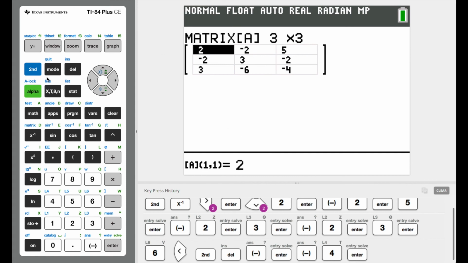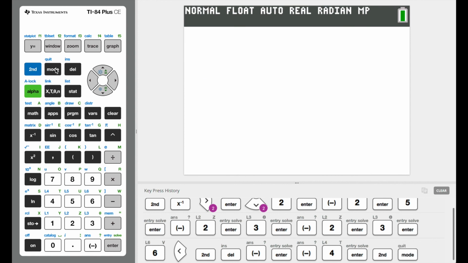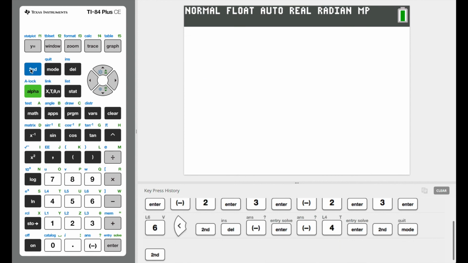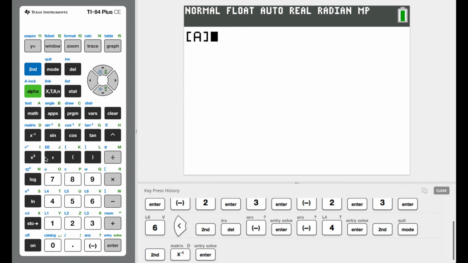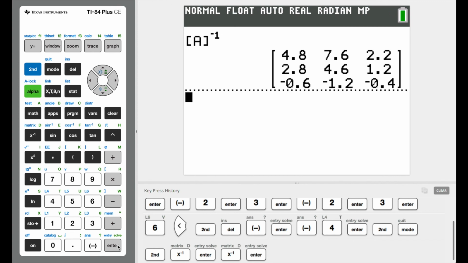Once that's entered, press second quit to get back to your home screen, and then second matrix. Now I'm going to call matrix A and press enter. Then I'm going to push the x to the negative 1 button, and that is going to tell me my matrix. So go ahead and copy this matrix down for the I do. And then you use the same method in order to find the matrix for practice number 3.